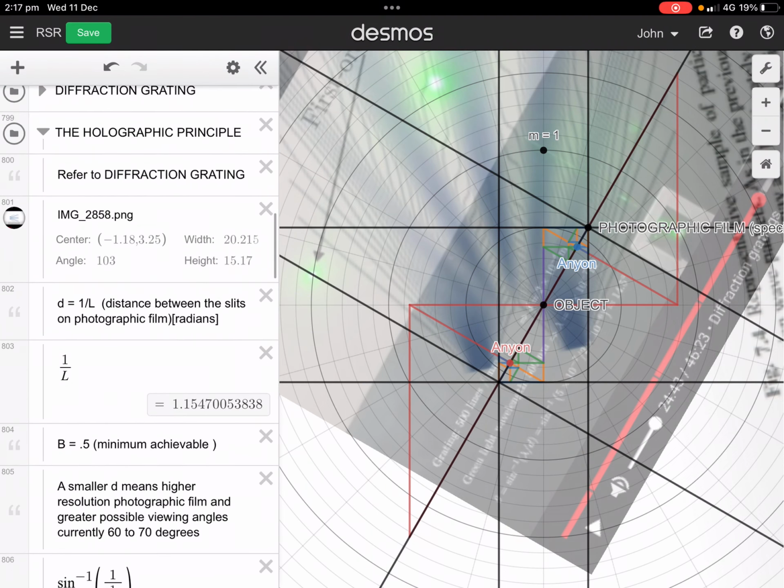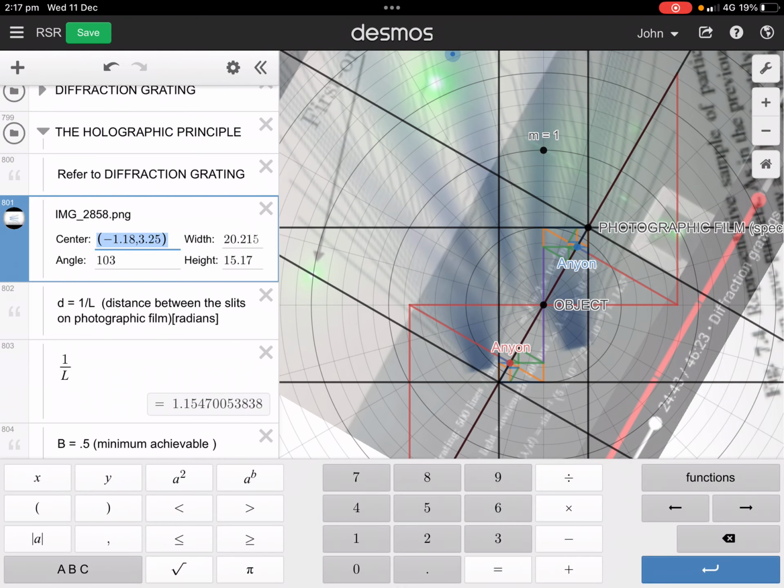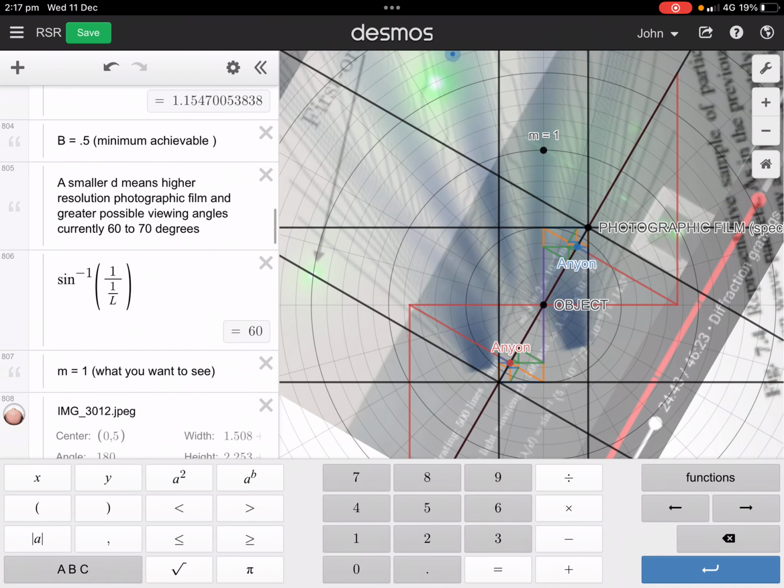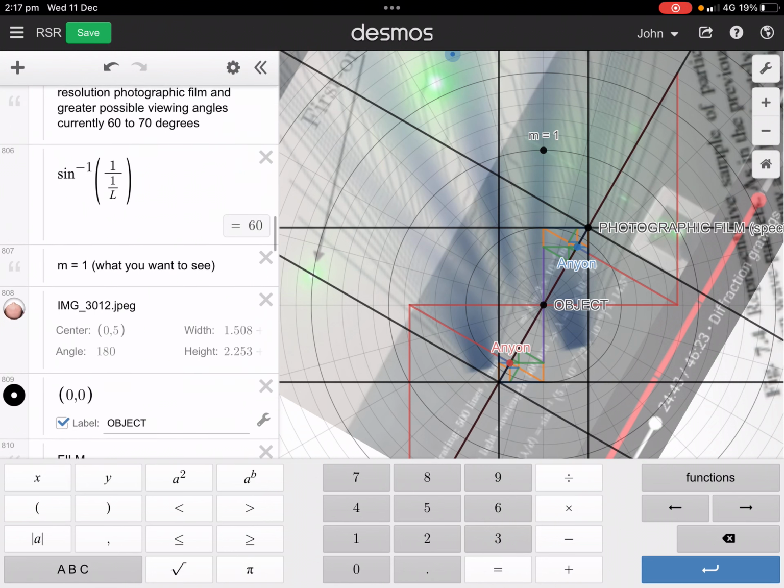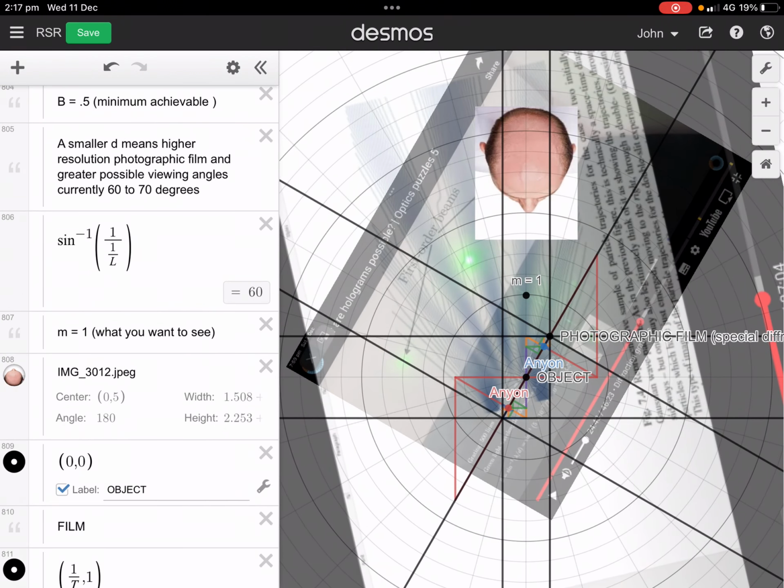And then you've got diffraction according to Bohmian mechanics. It's the same result, and the calculation. Here's the guy seeing the object in there. M equals 1. It's 1 wavelength.